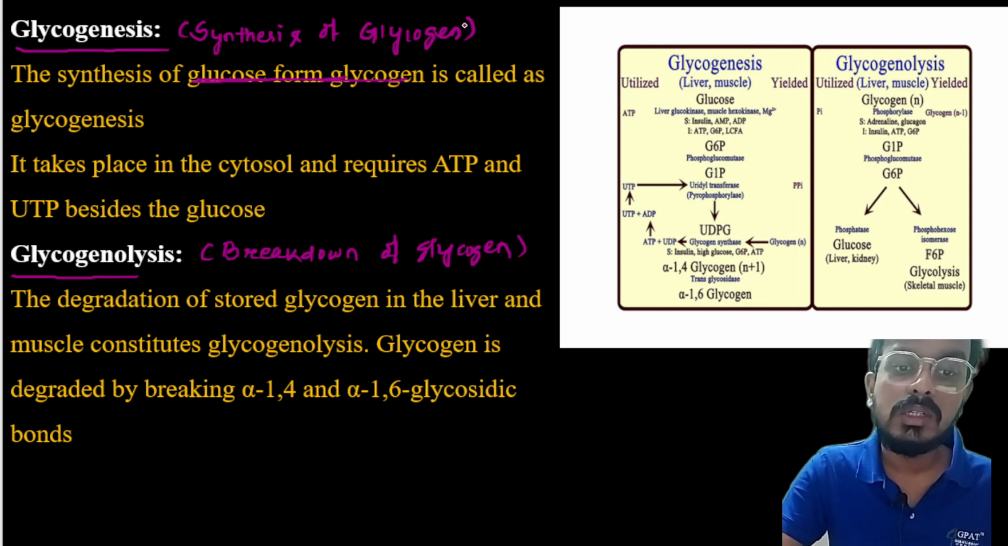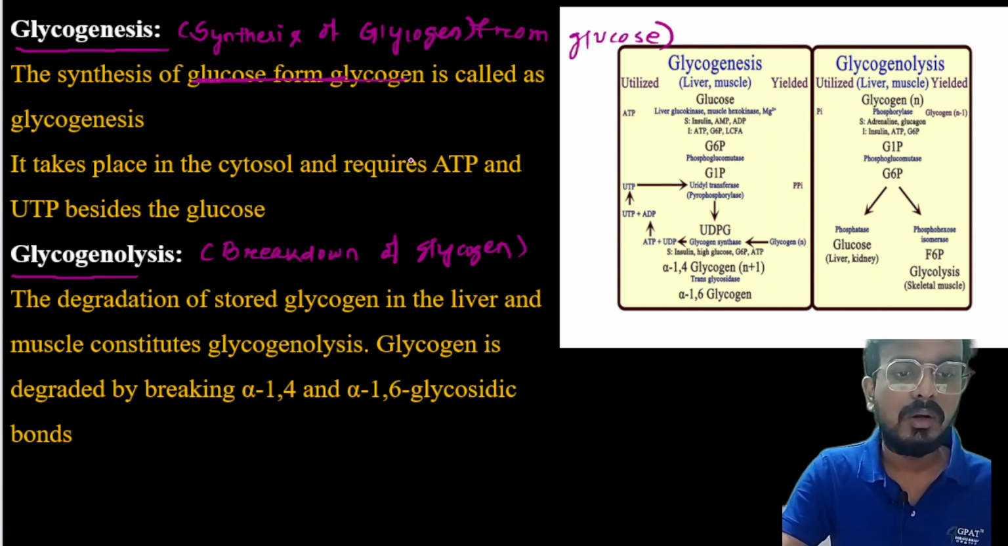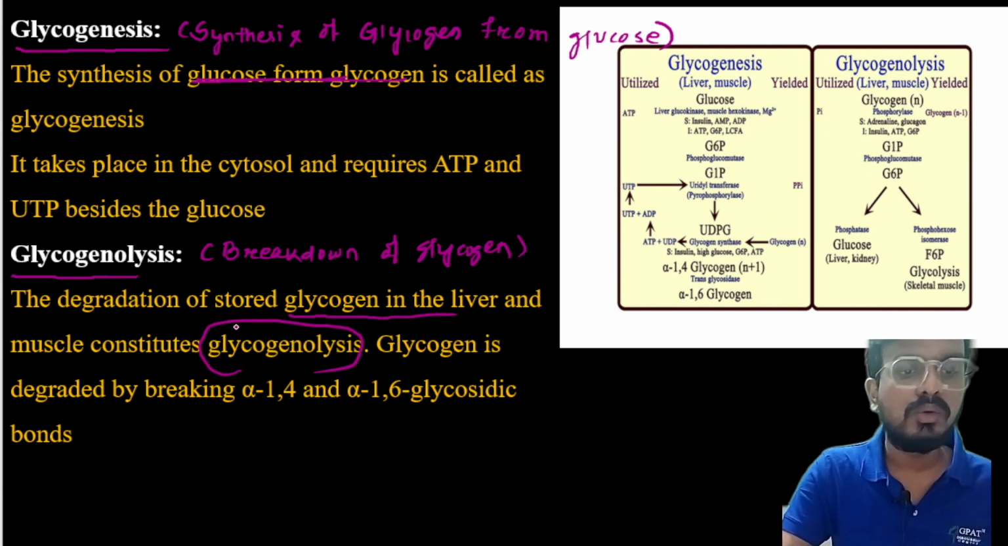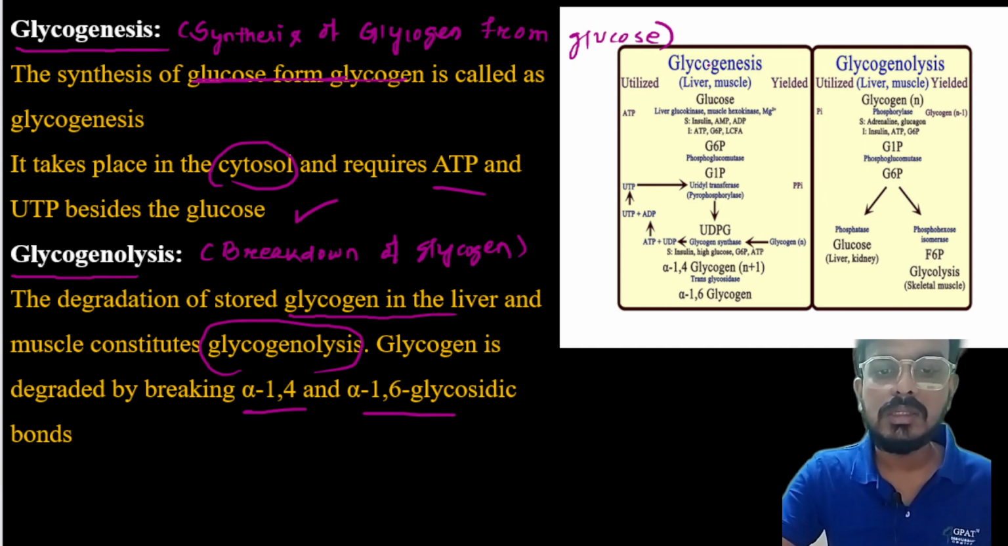The synthesis of glycogen from glucose is called glycogenesis. The degradation of stored glycogen in the liver and muscle is called glycogenolysis. Glycogenesis takes place in the cytosol and requires ATP and UTP besides glucose. Glycogen is degraded by breaking alpha 1,4 and alpha 1,6 glycosidic bonds. Glycogenolysis is carried out in the liver and muscles.